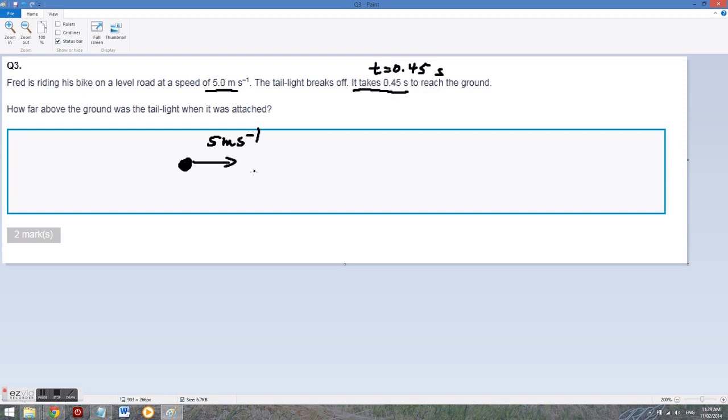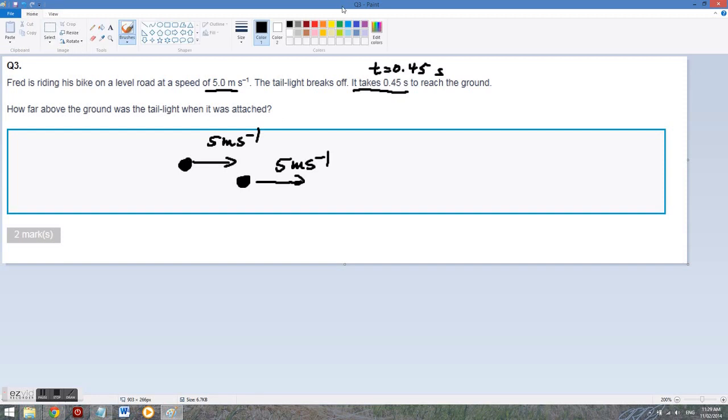So when it's dropping down, let me draw it this way. After a while, the tail light will be here, dropped down, but it is still moving forward at 5 meters per second. Why? Because if we look at the tail light, when it breaks off, the only force acting on it will be the force of gravity.